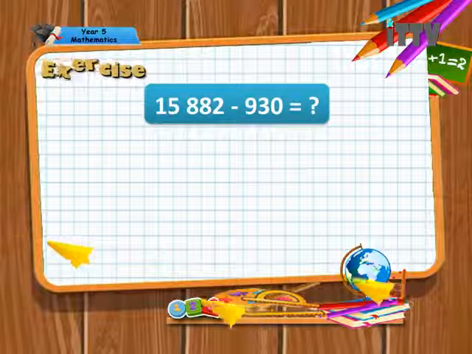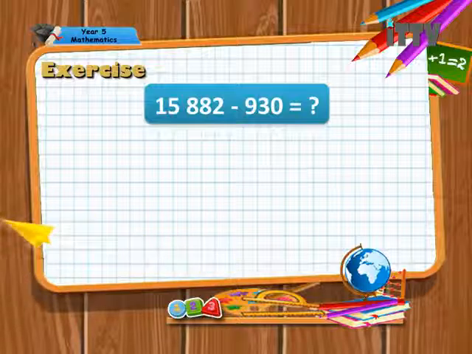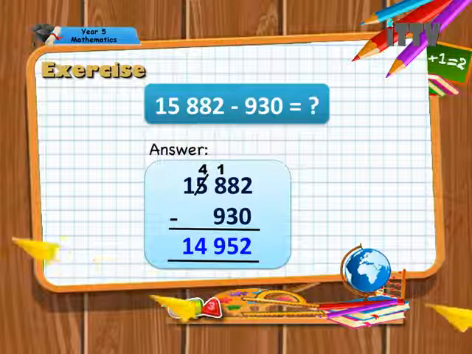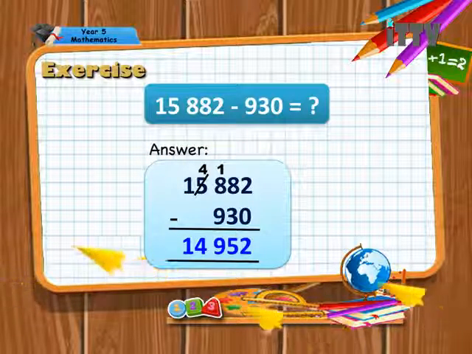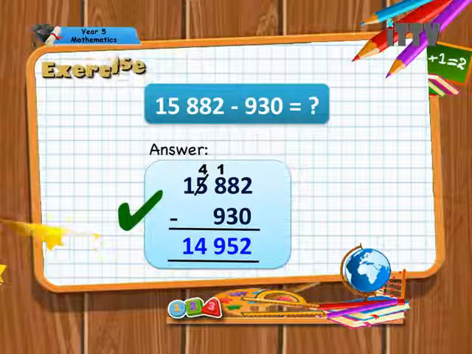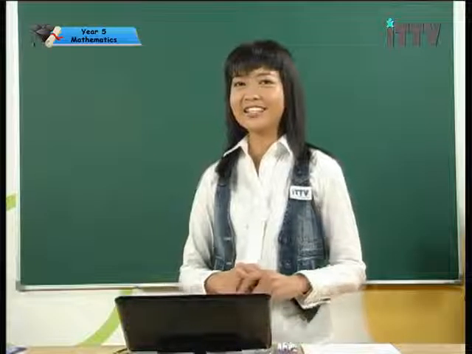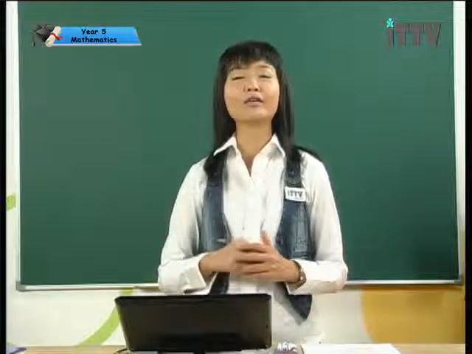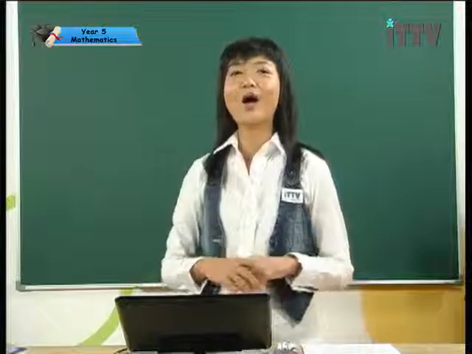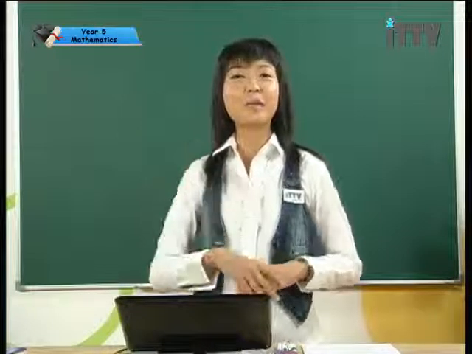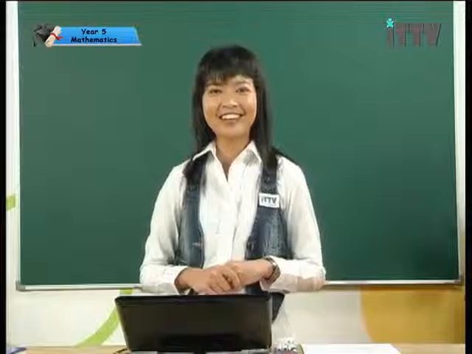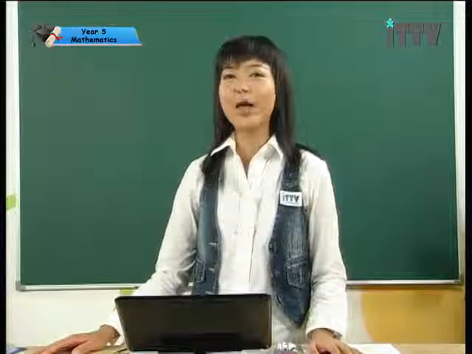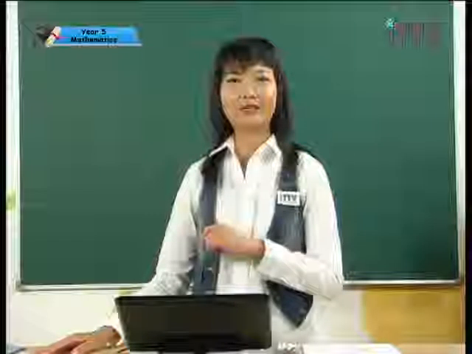Okay, 15,882 minus 930. This gives us 14,952. And how many correct did you get? Well, if you've gotten all correct, I want you to give yourself a big star on your paper. And you can show it to mom and dad at the end of this lesson. Okay? Now, let's move on to some exercises meant for Year 5 students like yourself.